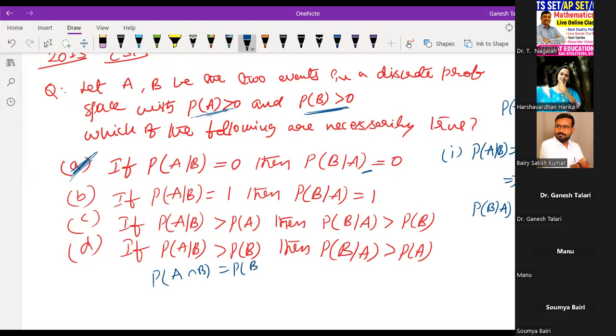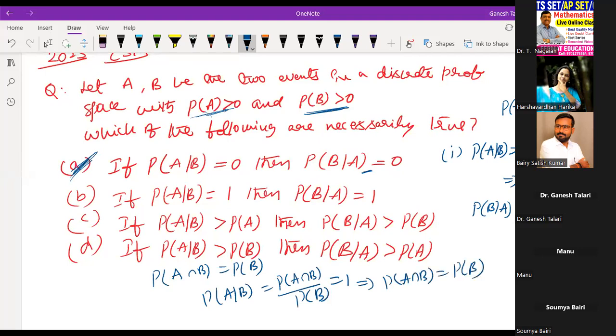Then coming to the second option, let it be probability of A intersection B is equal to probability of B. Based on this option, what does it mean? Probability of A given B is equal to, I can write, probability of A intersection B upon probability of B, which is equal to 1 as per given, which means probability of A intersection B is equal to probability of B. Right? So coming to this one, probability of B given A, what do you write? Probability of B intersection A upon probability of A must be equal to 1.